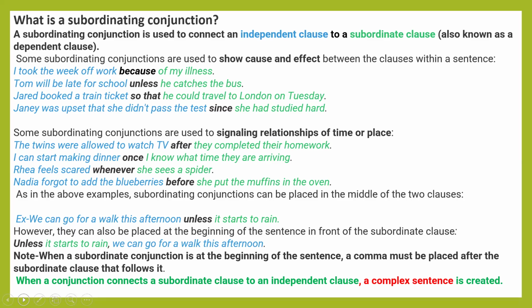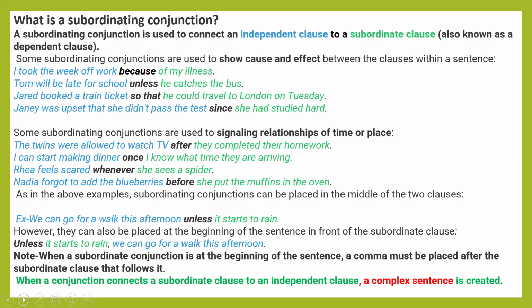I can start making dinner once I know what time they are arriving. Once I know what time they are arriving is a subordinate clause, a dependent clause. Once is a subordinating conjunction. I can start making dinner is a main clause. So this sentence is also showing the relationship of time.